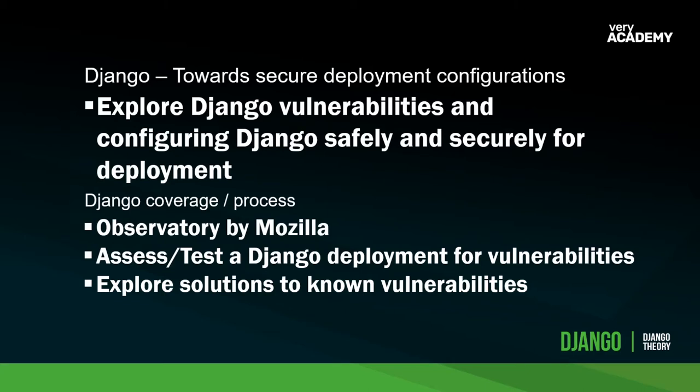So once we've assessed and tested a Django deployment for vulnerabilities, we'll then just explore some of the solutions to the known vulnerabilities. Like many of the tutorials here, we'll be delving into the Django documentation, having a look to see what Django can offer us to protect the website and secure our deployment. Before we start, let's just make sure that you understand what this tutorial is. This is a development tutorial to help support you to start learning about how to configure Django safely and securely for deployment.